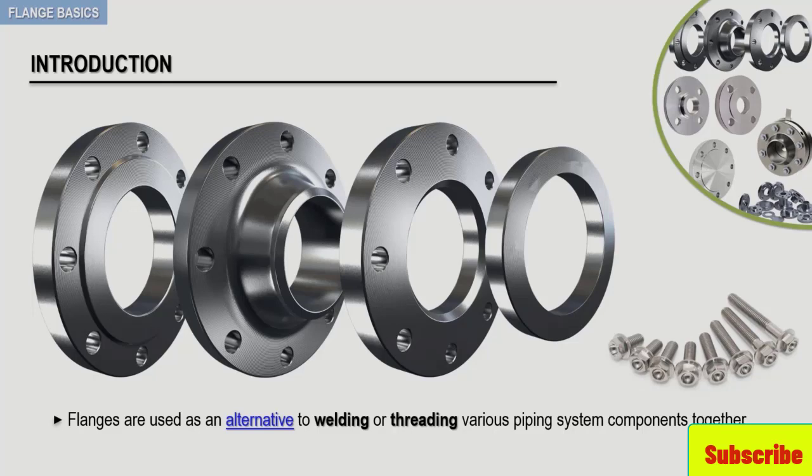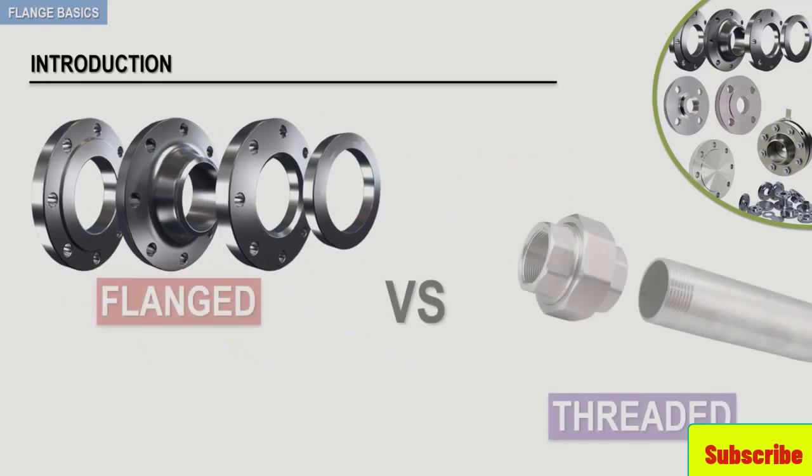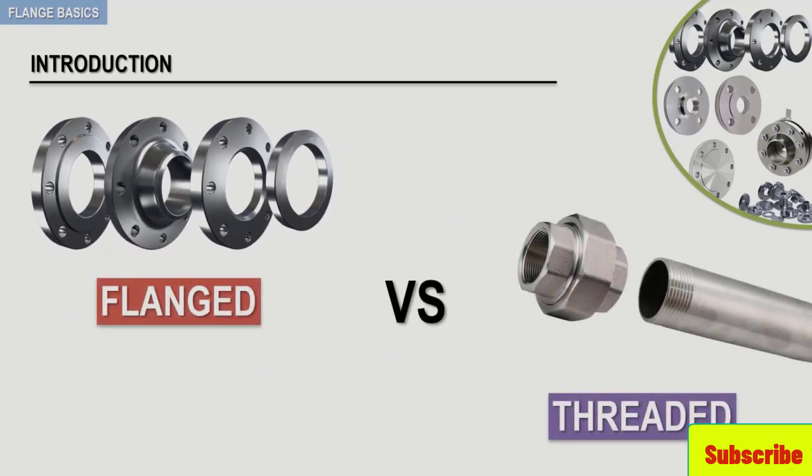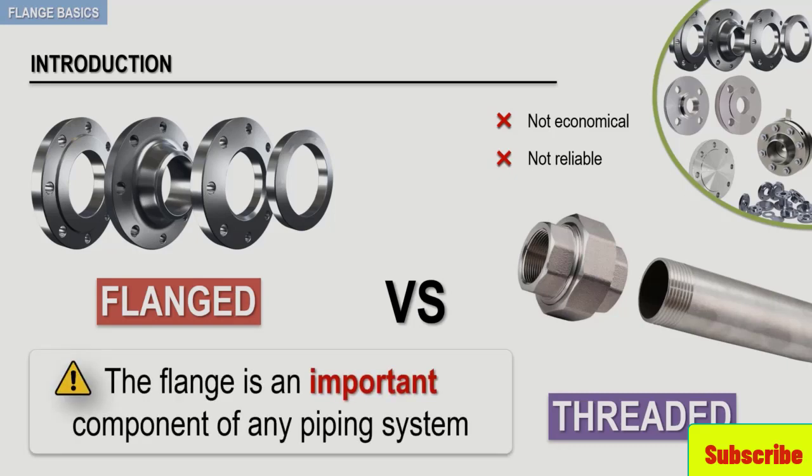Why is that? Because they can be easily assembled, disassembled, then reassembled when needed for shipping, inspection, maintenance, or replacement. Flanged connections are favored over threaded connections because threading a large bore pipe is not an economical or reliable operation, as leakage on large bore threaded pipe is difficult to prevent. For these reasons, the flange is an important component of any piping system.